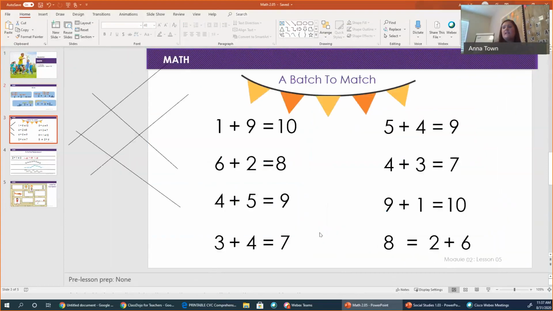So what we're going to do on this slide is match the equations. The addends will be in a different order, but that is it. The numbers will stay the same and our sum will remain the same. So here we have 1 plus 9 equals 10. Which of these equations would be the match to 1 plus 9 equals 10?